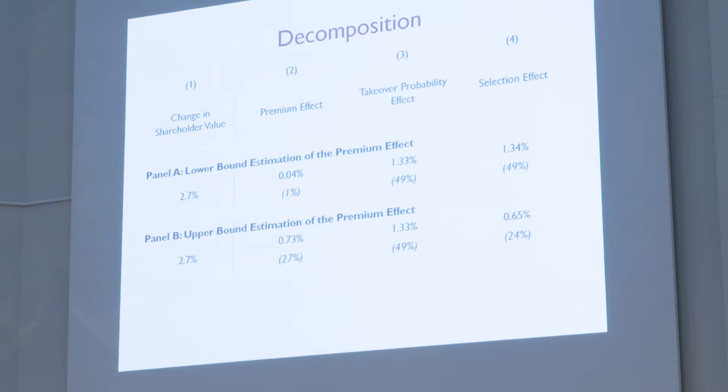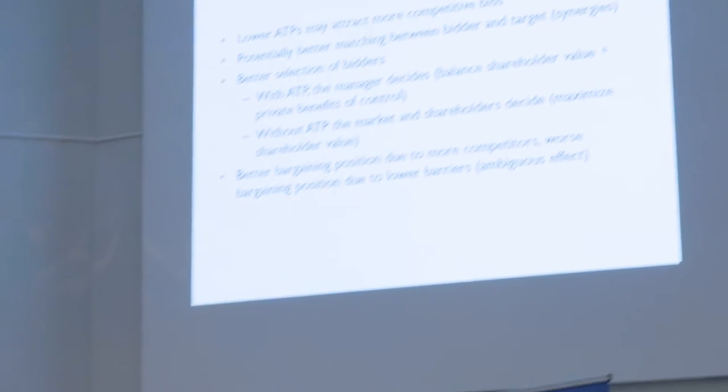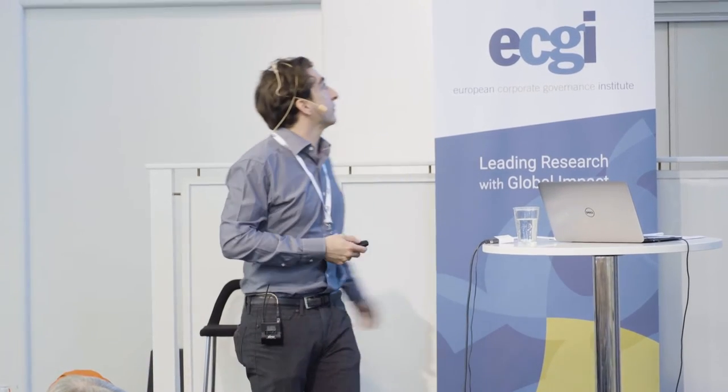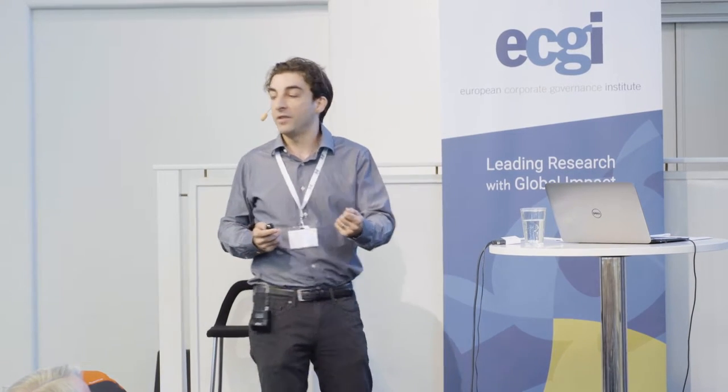OK, so I could have stopped here. I have 1 minute to be puzzled. Why does this thing happen? Why do we have higher prices? It seems puzzling. So potential drivers: lower anti-takeover provisions may attract more competitive bids. Potentially, the matching is also improved because you have better bidders. Also, think of it, if you have barriers, the CEO decides and balances private benefits of control and shareholder value. But if you have no barriers, really, the auction decides, and you get higher shareholder value, right? Plus, there's the bargaining story, which would go kind of against us, except that you have more bidders. So in the traditional auction theory, having more bidders is much more important than the individual bargaining power with each of them.